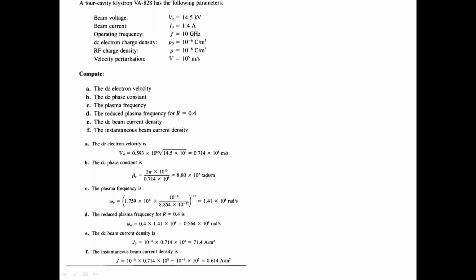So I am reading the statement. A 4-cavity klystron having the following parameters: voltage 14.5 kilovolt, current 1.4 amperes, operating frequency 10 gigahertz, DC electron charge density 10 power minus 6 coulomb per cubic meter, RF charge density 10 power minus 8, velocity vibrations 10 power 5 meters per second. So this is the data required to solve the given questionnaire. Clear?